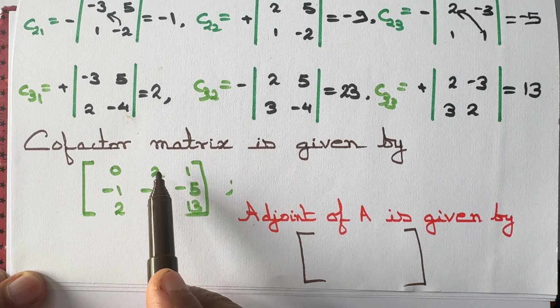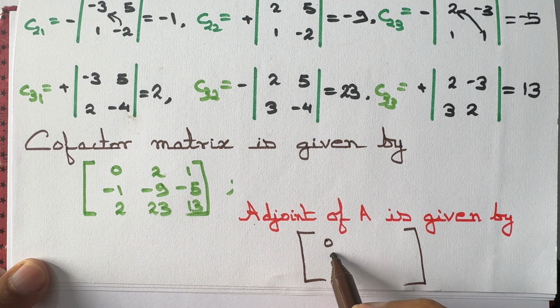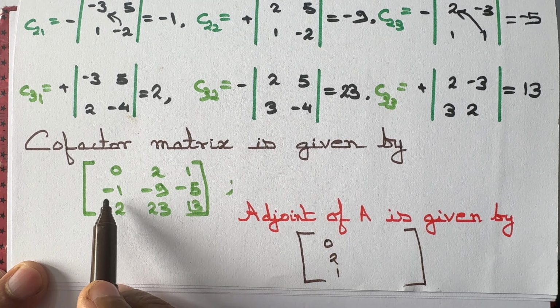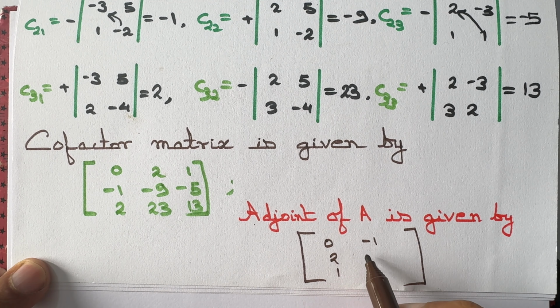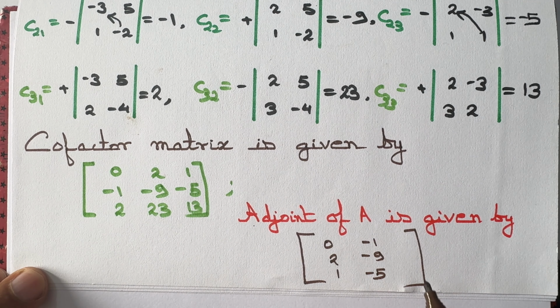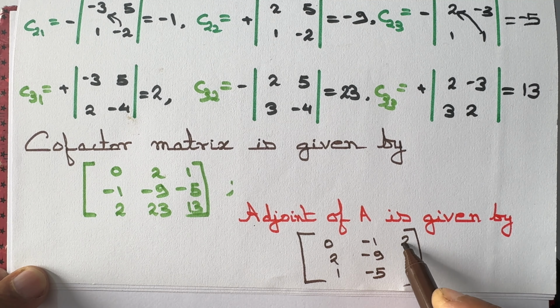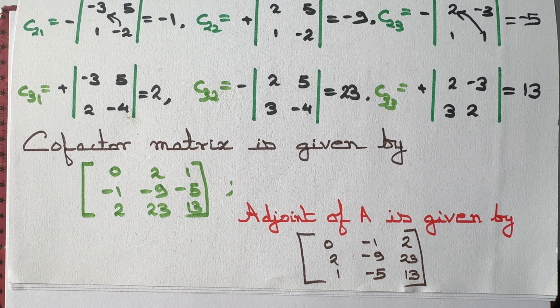adjoint of the matrix. 0, 2, 1, that's the first row. We write it as first column. Minus 1, minus 9, minus 5, that's the second row. We write it as second column. 2, 23, 13, that's the third row. We write it as third column. Okay, we did determine the adjoint of A.